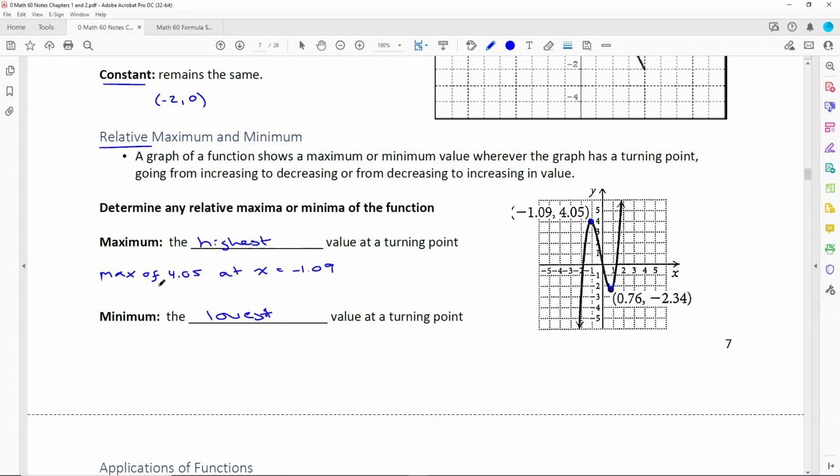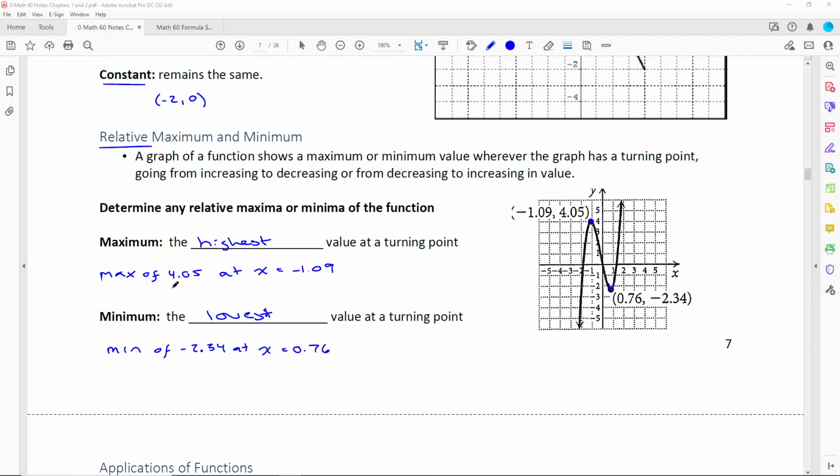Okay, I want you to pause the video and see if you can write that sentence for the minimum. So hopefully you found that it's a minimum of -2.34, oops, that's a 4, at x equals 0.76.